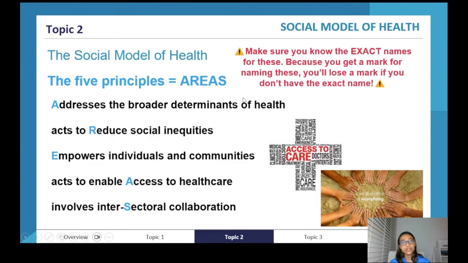Okay, then we've got the social model, and the five principles. So areas, or I think another one was like ideas, using the different letters. I think we used ideas, but areas is always a common one as well. So make sure you know the exact names for these, because you get a mark for naming these, and you'll lose a mark if you don't have the exact name. So knowing this whole phrase is very important.